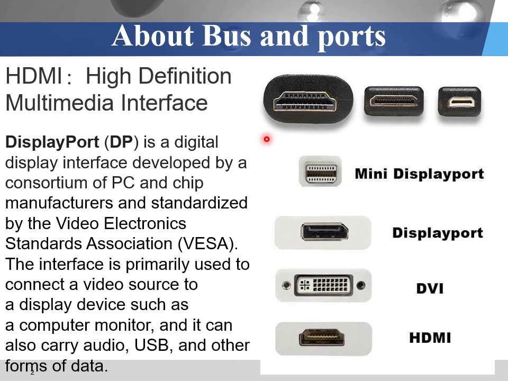In this slide, you can see the HDMI. This is the HDMI standard, this is mini HDMI, and this is micro HDMI. And these are DP ports. This is mini DP, and this is standard DP. You can see the DP port on some of the Macintosh computers.